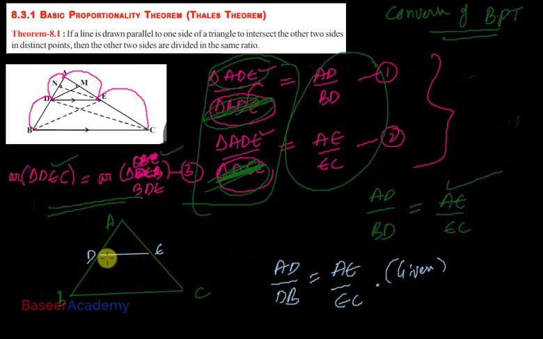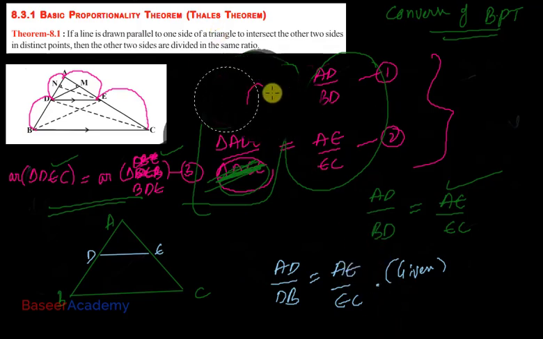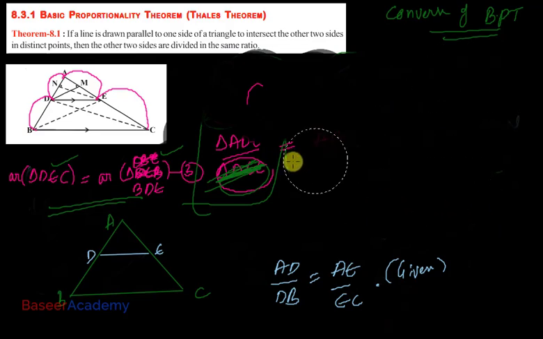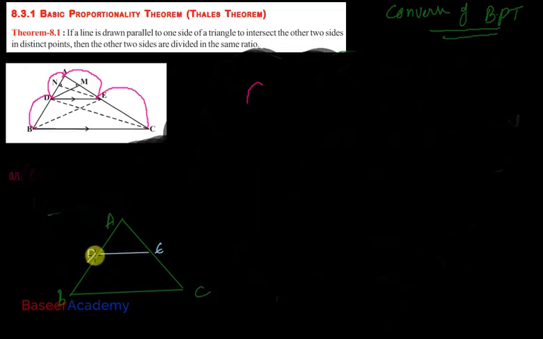We have to prove that DE is parallel to BC. I'll just erase everything else here so that I can make some space to prove the converse of BPT. So this side DE is intersecting the other two sides AB and AC in the same ratio, which means AD by DB should be equal to AE by EC.